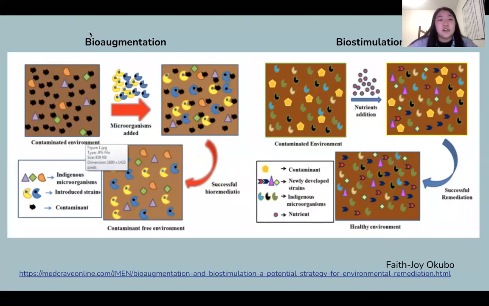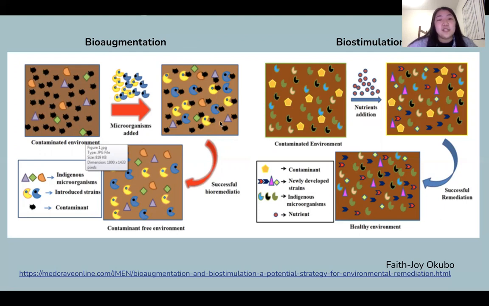So here's a better picture of bioaugmentation and biostimulation. So in this picture, you can see the contaminant environment. So this is called indigenous microorganisms. So they already live there. And then you're gonna add a different microorganism population. So like in one of the examples, it was Pseudomonas aeruginosa. That's another bacterial population that produces rhamnolipids, which are surfactants that are gonna degrade the petroleum oil.